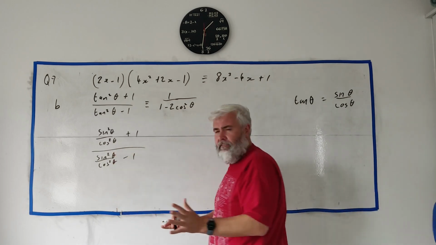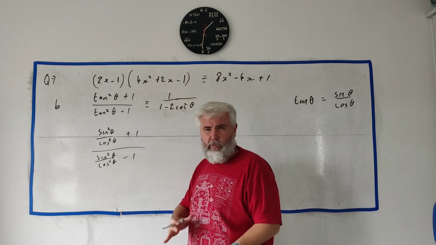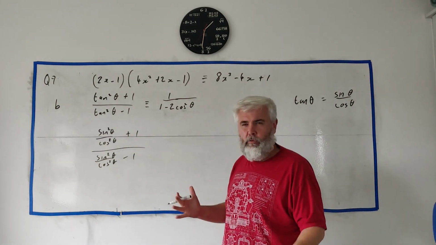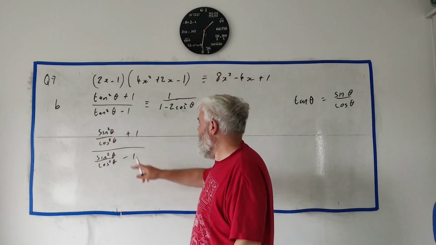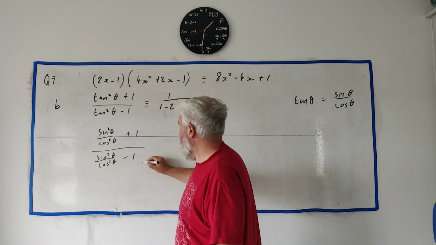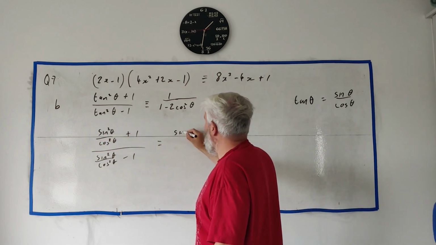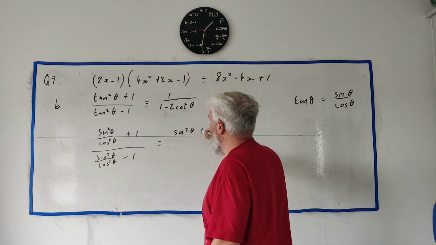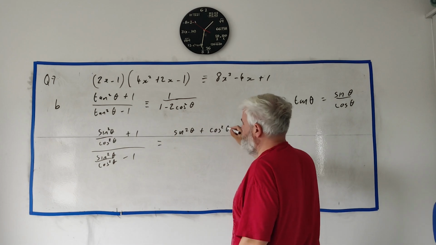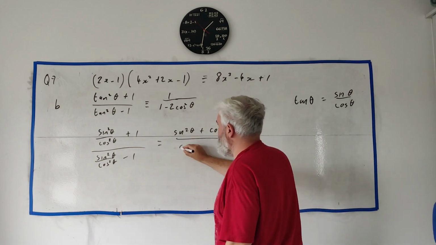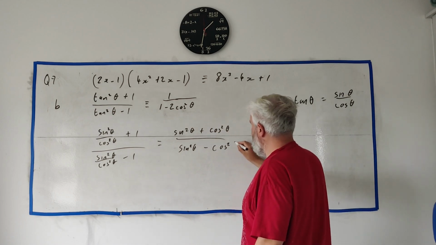We can multiply every term by cosine squared. Because that'd be equal. We're multiplying the top and the bottom by cosine squared. Multiplying the top by cosine squared means multiplying both of these. So this will equal, let's put it here, the cosine squared will cancel. We'll be left with sine squared plus 1 times cosine squared is cosine squared. And the bottom row will become sine squared minus cosine squared.